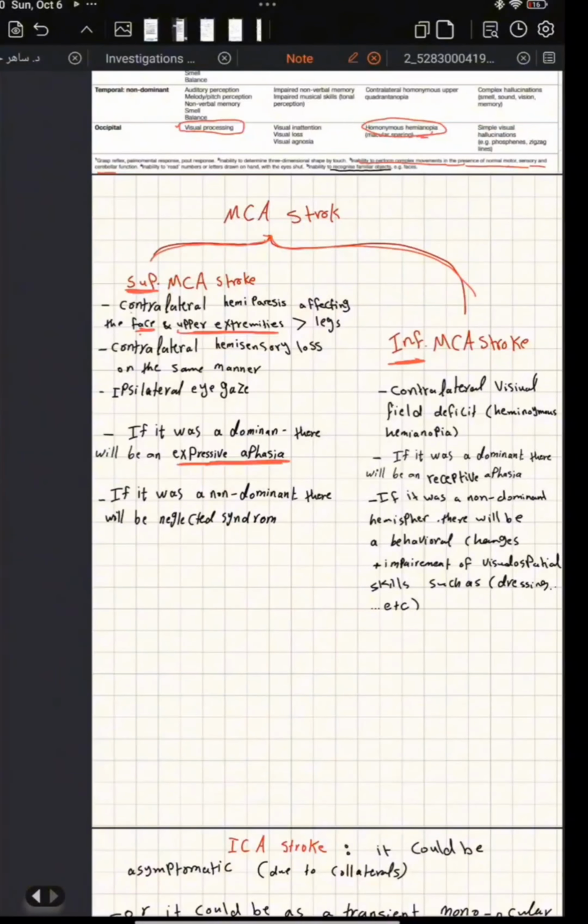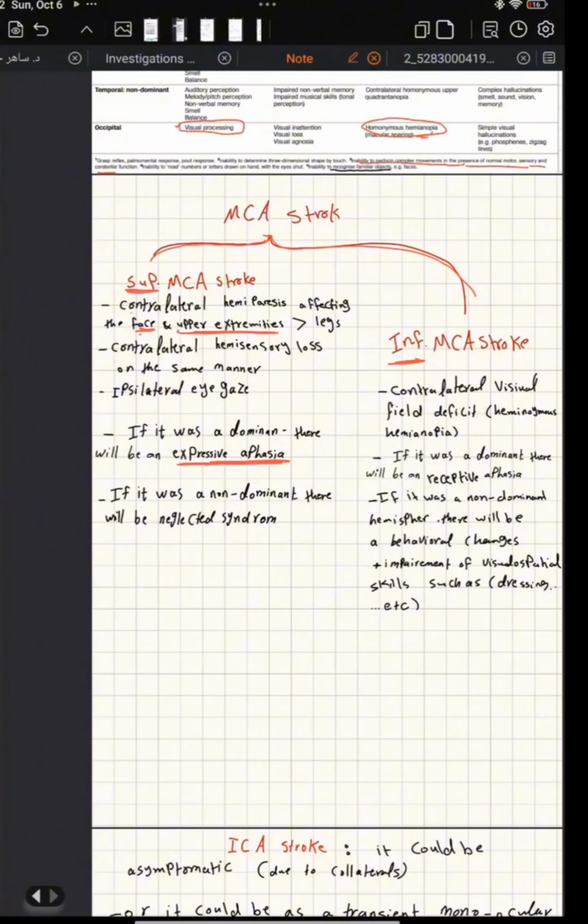be a receptive aphasia. And receptive aphasia occurs when Wernicke's area, which is located within the dominant hemisphere in the posterior portion of the superior temporal lobe, and is supplied by the inferior middle cerebral artery and responsible for understanding the meaning of the words. If there is a problem within the inferior middle cerebral artery, there will be a problem in understanding the words, and thereby there is a receptive aphasia.